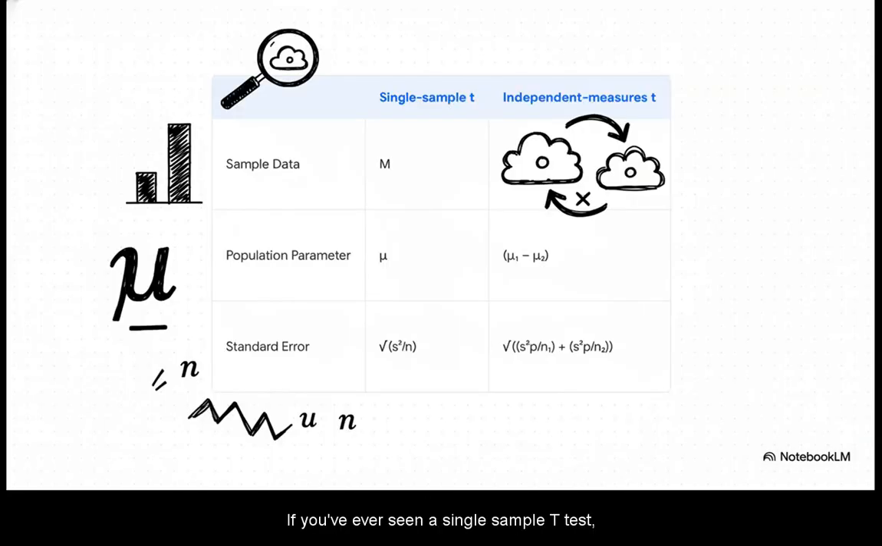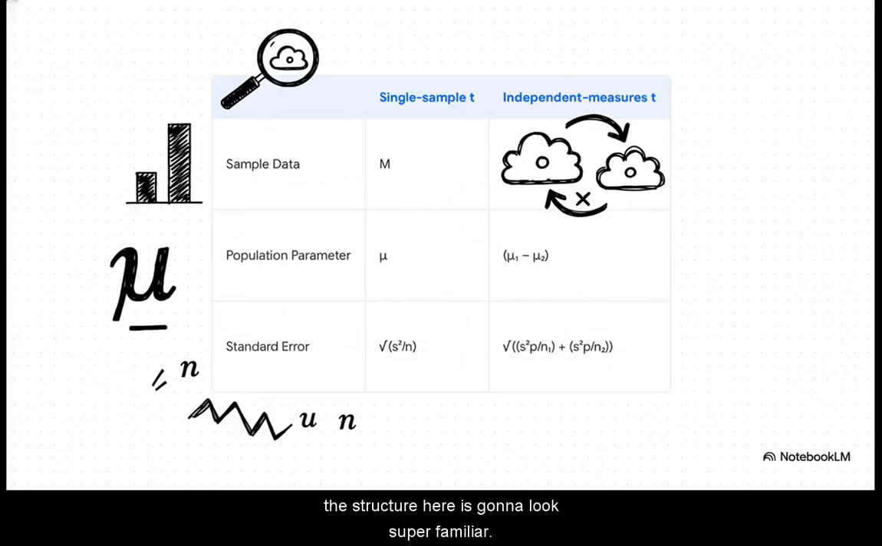Now, what's really cool is that this test isn't coming out of nowhere. If you've ever seen a single sample t-test, the structure here is going to look super familiar. Instead of comparing one group's average score to some known population number, we're just comparing the difference between our two sample averages. It's the same core logic, just leveled up for comparing two groups.